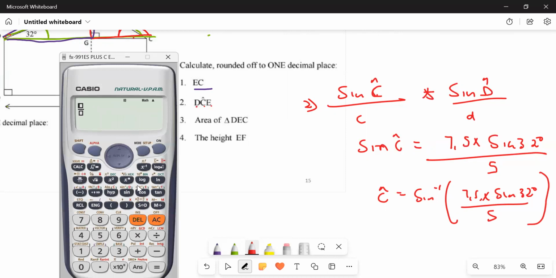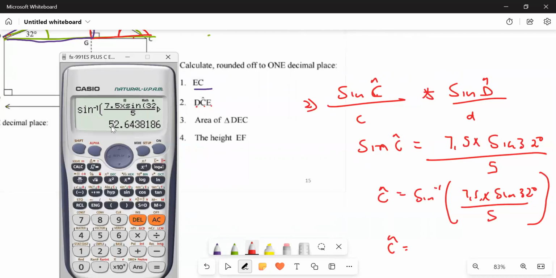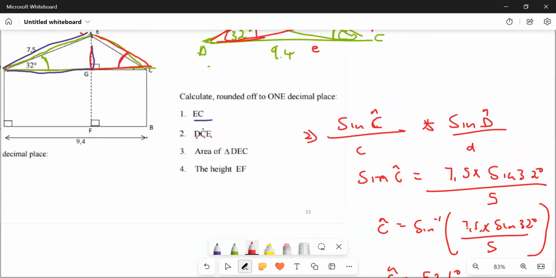If we type it there, we have shift sine, and then open brackets, 7,5 multiplied by the sine of 32, close bracket, all over 5 again. And then you close the bracket. We're rounding off to 1 decimal place again. If we're rounding off to 1 decimal place, C is going to equal 52,6 degrees.